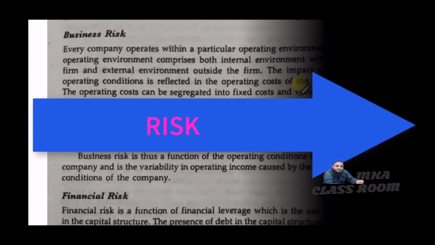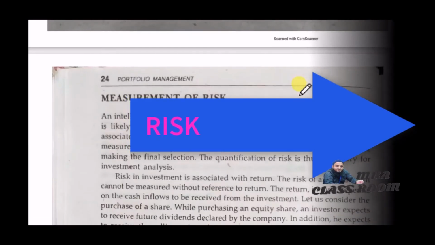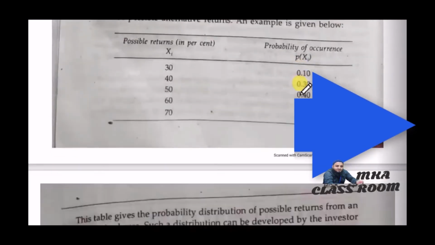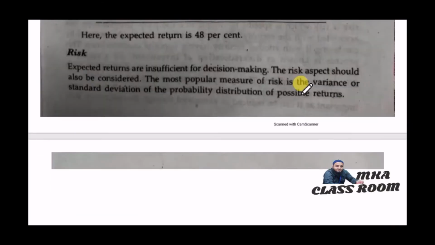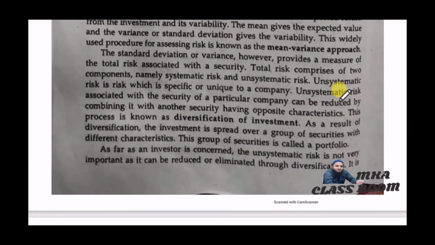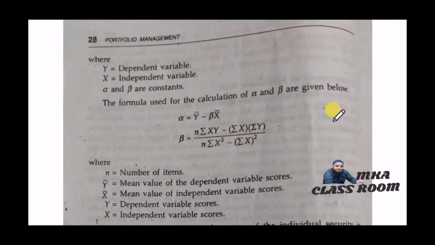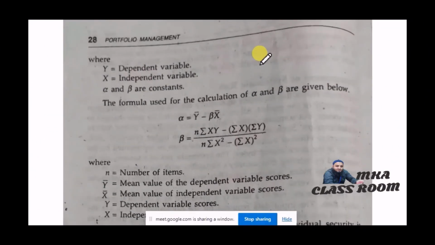In previous classes we have discussed expected rate of return, business risks, financial risks, standard deviation, variance. Today our basic topic is how to calculate beta coefficient. Actually it is related to the financial market, but we have to calculate how this beta is calculated.